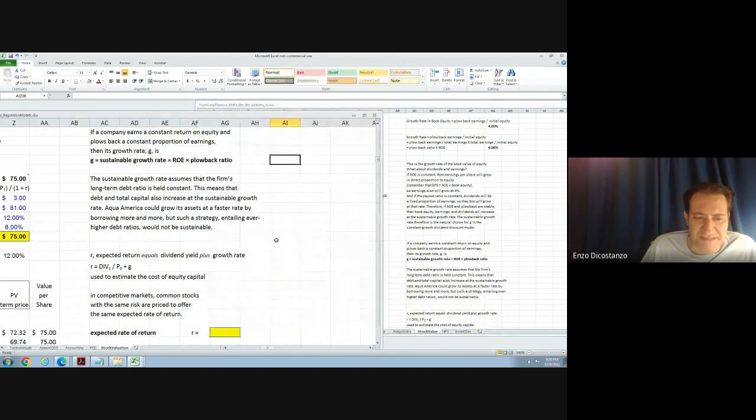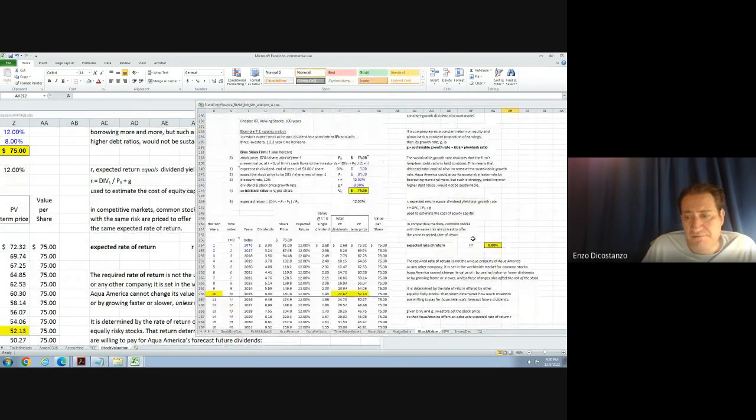And this just repeats itself here. And we get our old friend again, how we derive the expected return based on growth and dividends a year out and things of that nature. So, okay.